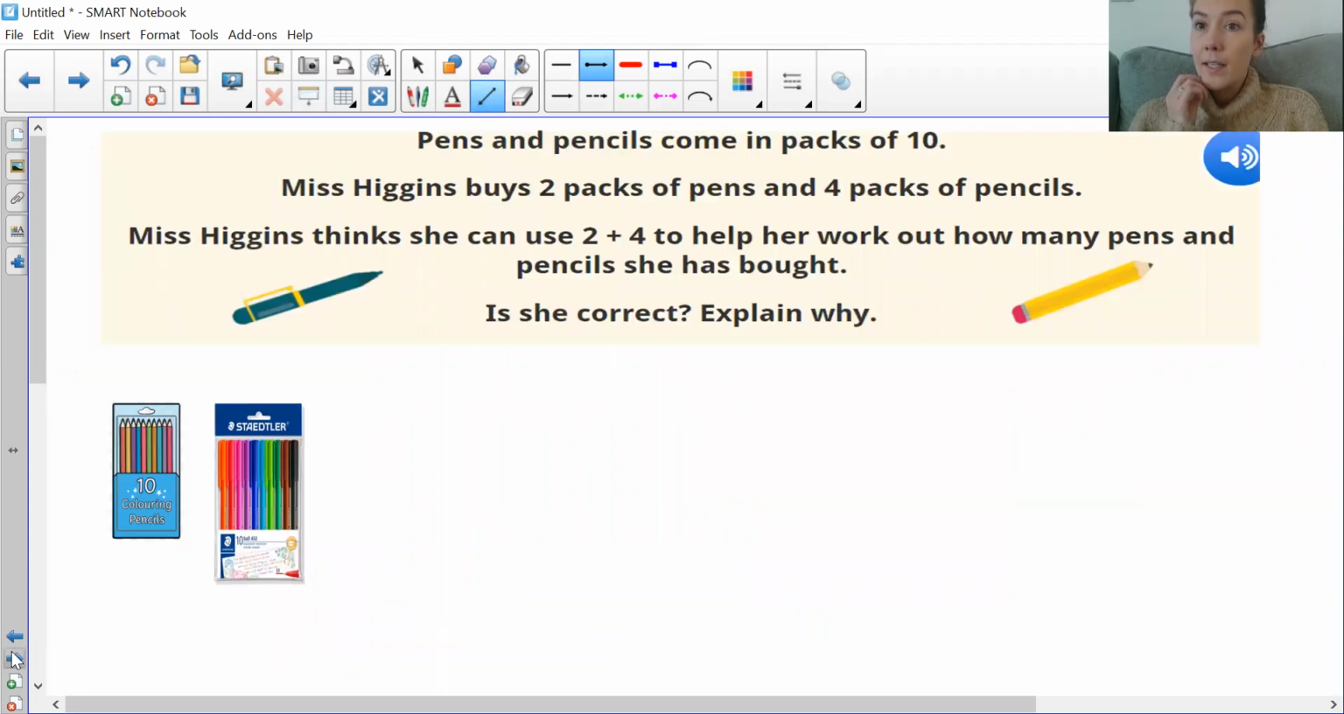Then final question before you get cracking with your work, a little bit of problem solving, word problems. Pens and pencils come in packs of 10. Miss Higgins buys 2 packs of pens, 4 packs of pencils. Miss Higgins thinks that she can use 2 add 4 to help her work out how many pens and pencils she's bought. Is she correct?